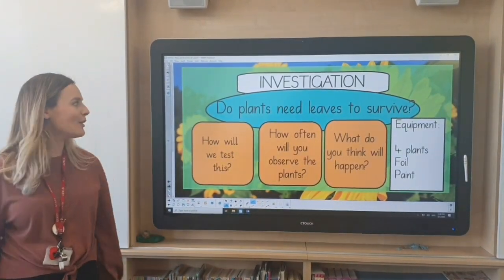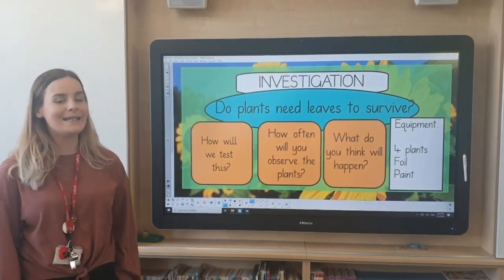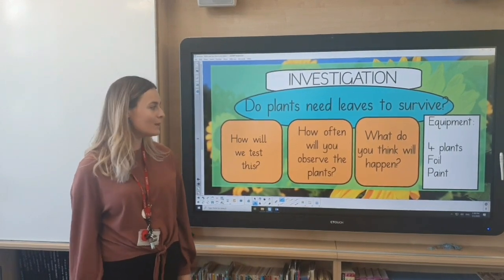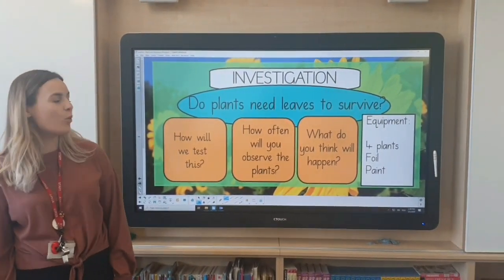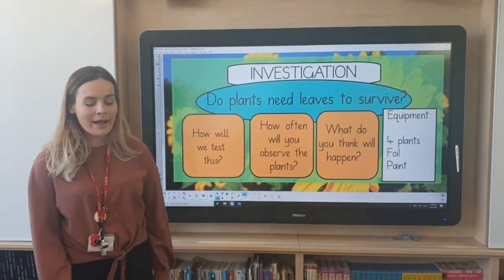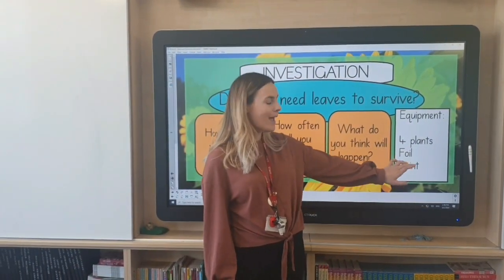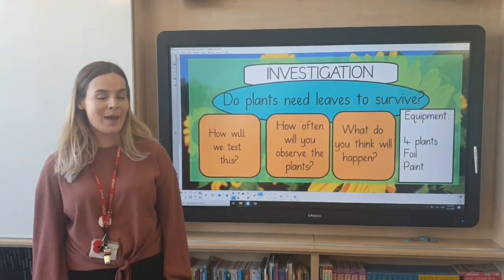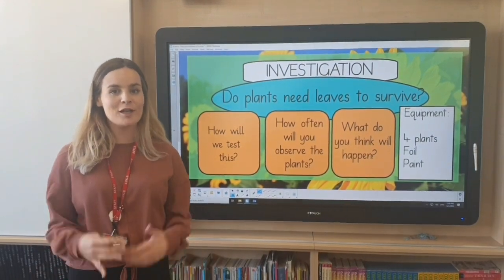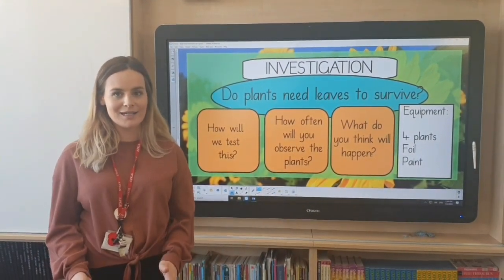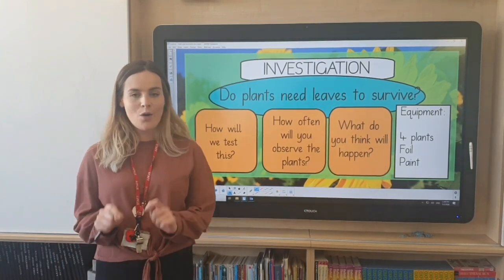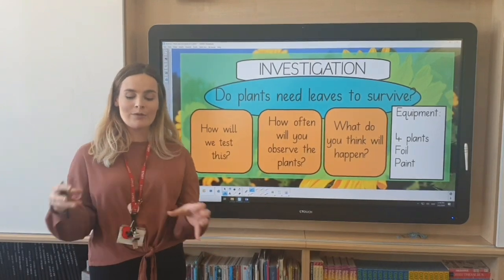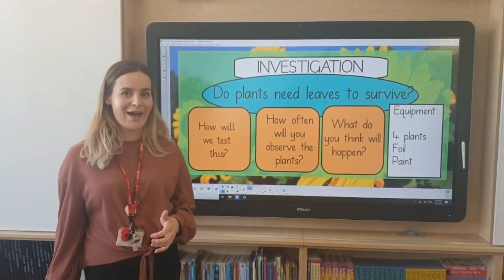So today we're going to do an investigation. Do plants need leaves to survive? And how will we test this? How often will we observe the plants? And what do you think will happen? Now, I have got 4 plants, some foil, some paint. If you want to do this at home, make sure you have asked a parent to see if it's okay, because I don't want you going and painting all of their lovely plants in the garden. Make sure you have asked a parent first. I'm going to do it for us, and normally we would have done this as a class, so I'm going to do it for us in this week, and you can follow along with the video at home.